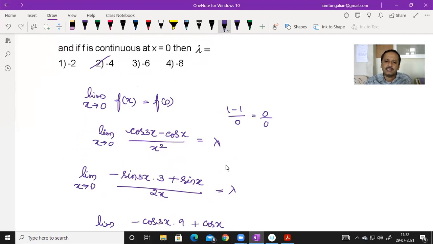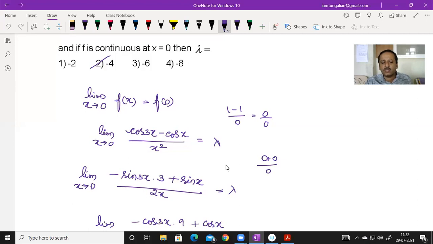Derivative of cos 3x is minus sin 3x into 3. Derivative of cos x is minus sin x. Already there is a minus. Minus into minus, it has become plus sin x. Now if you apply the limit, putting x as 0, sin 0 is 0, 0 divided by 0. So 0 by 0. Hence I have used L'Hospital's rule again.